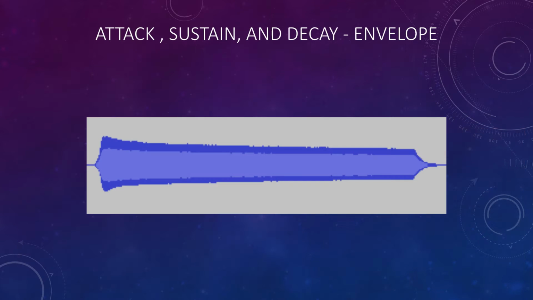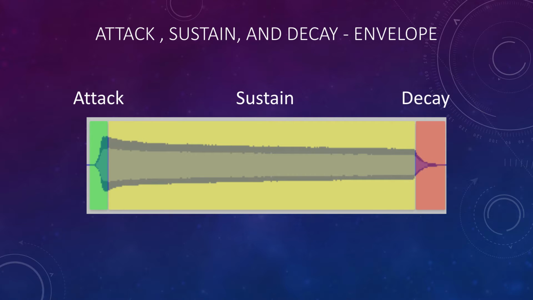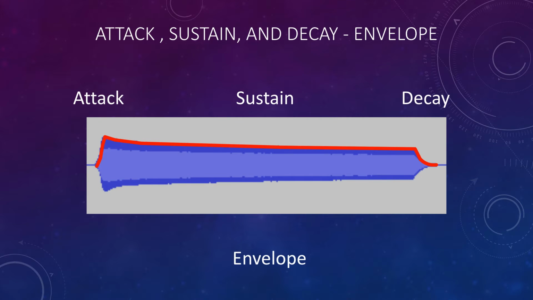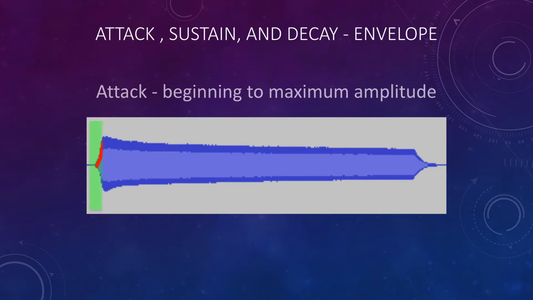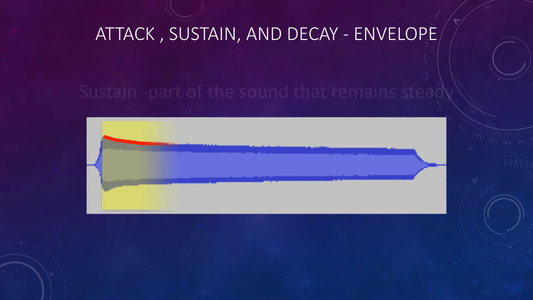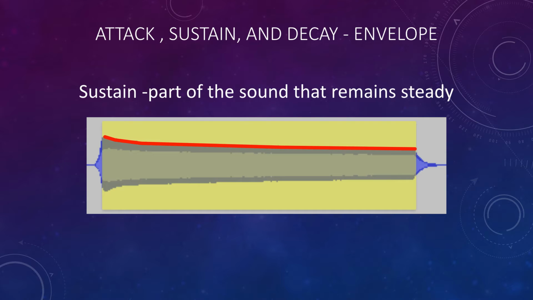When we look at the waveform of a note, there are three main parts to the sound. They are the attack, sustain, and decay. The combination of the three parts is called the envelope of the sound. We refer to the beginning of a sound as its attack. The attack is the portion of the wave or waveform from the beginning of the sound to the point where it reaches maximum amplitude. Sustain refers to the part of the sound that remains steady over time.